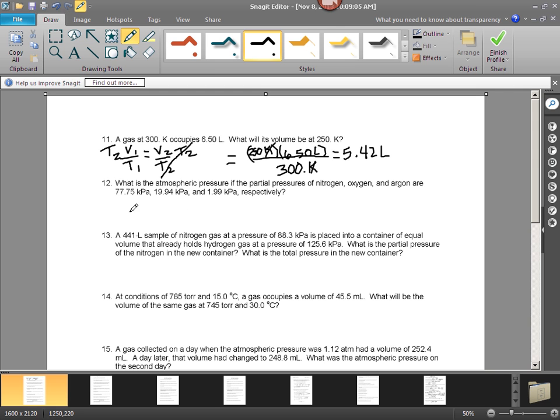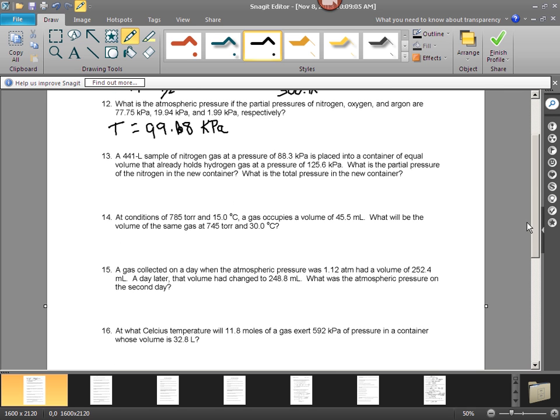Number 12, we're looking at a partial pressure problem. Total pressure is just literally the 3 of them added together, and you get 99.68 kilopascals. Number 13.